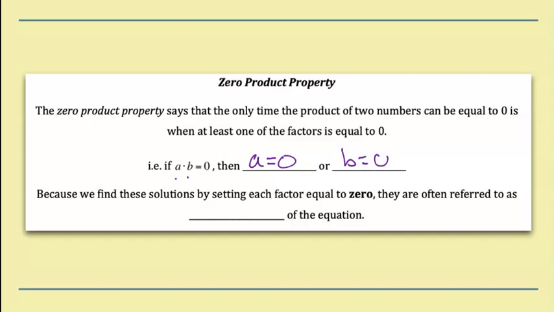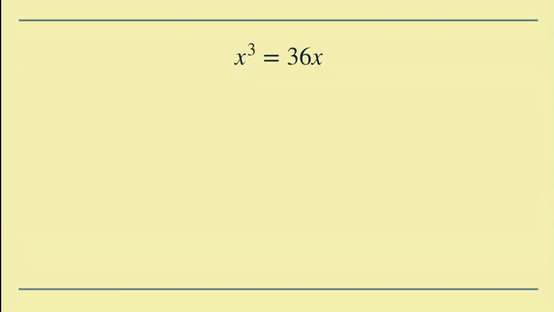The zero product property says if you have two numbers whose product is 0, then one of them has to be 0. Either the A is 0 or the B is 0. All right? And because we're finding solutions by setting each factor equal to 0, we call these the zeros of the equation. All right? That's a lot of words. Let's look at it in an example. So let's go back to this example that we did before.